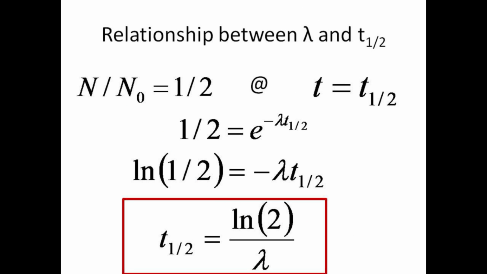One can make the connection between half-life and decay constant by setting the ratio of n over n0 equal to 1/2 when the time t is the half-life. Then 1/2 equals e raised to the minus lambda t 1/2. Taking the log of both sides gives log of 1/2 equals minus lambda t 1/2. The negative of the log of 1/2 is just the log of 2. So the half-life equals log 2 divided by lambda. Thus, measuring lambda yields the half-life.